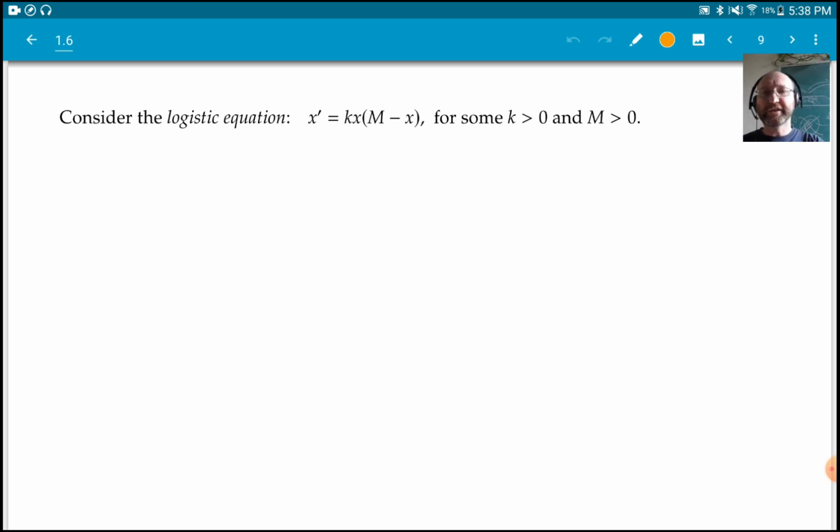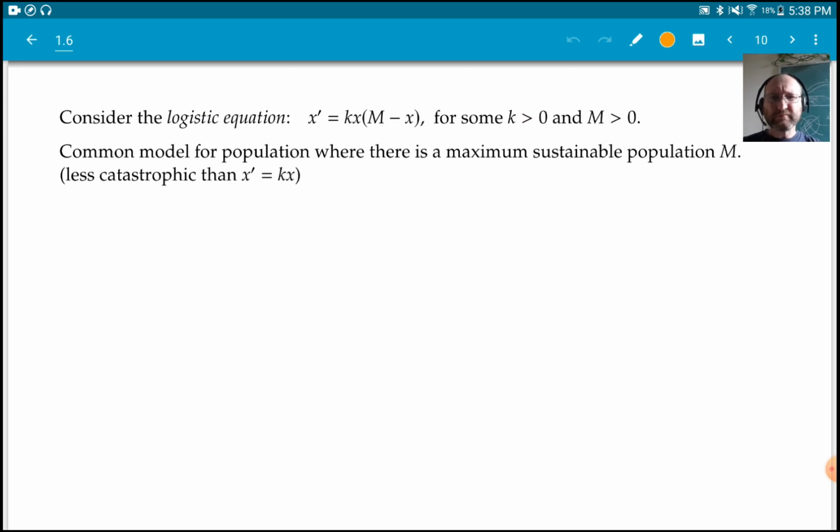So let's look at something slightly more complicated. Let's look at the logistic equation, which is like this. It's very similar, except I have another root here, another critical point. In this case, a critical point is going to be at 0 because I multiplied the right-hand side by x. So if x is 0, it's going to be a critical point. Here, k is positive and M is going to be positive.